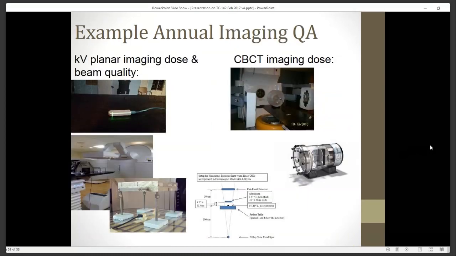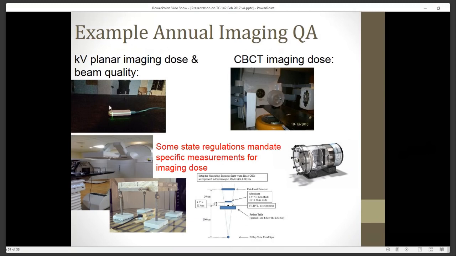All right, so for the annual imaging QA, one thing to note is that some state regulations mandate specific measurements for imaging dose. I've got here some pictures of this kind of aluminum setup with the detector below it. I don't think there are very many details about how to measure this in the task group. One of the first places I would go is honestly to see what the state or regulatory body regulations are for imaging dose measurements.